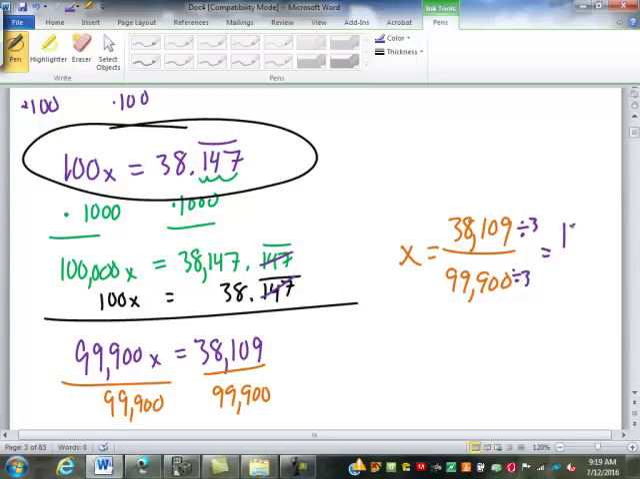So this is what? 12,703. This is 33,300. I think that's as far as we can go with that. So 12,703 over 33,300.